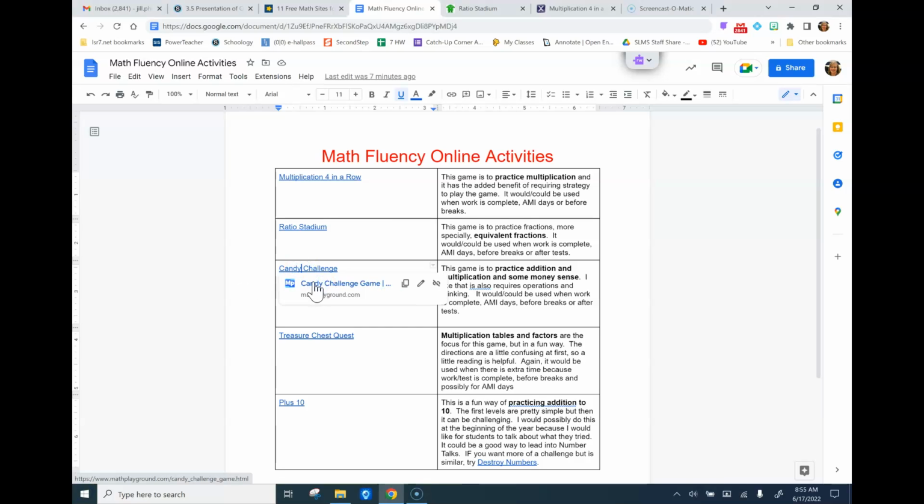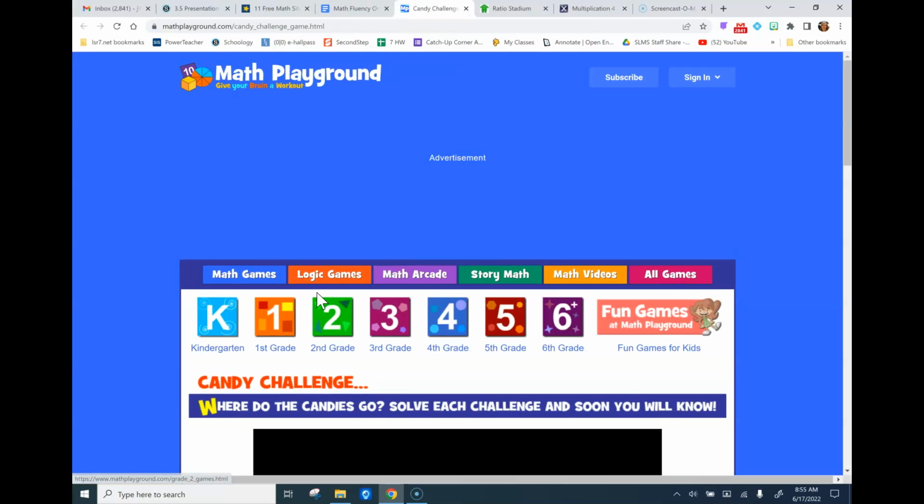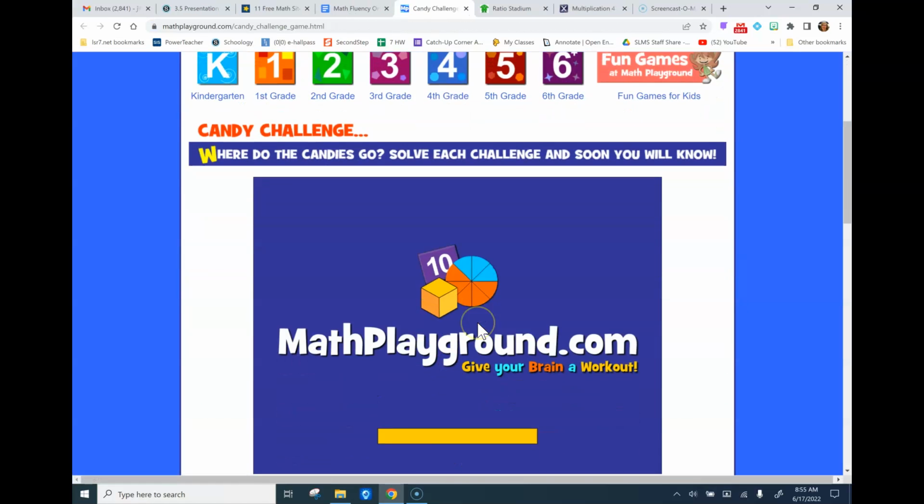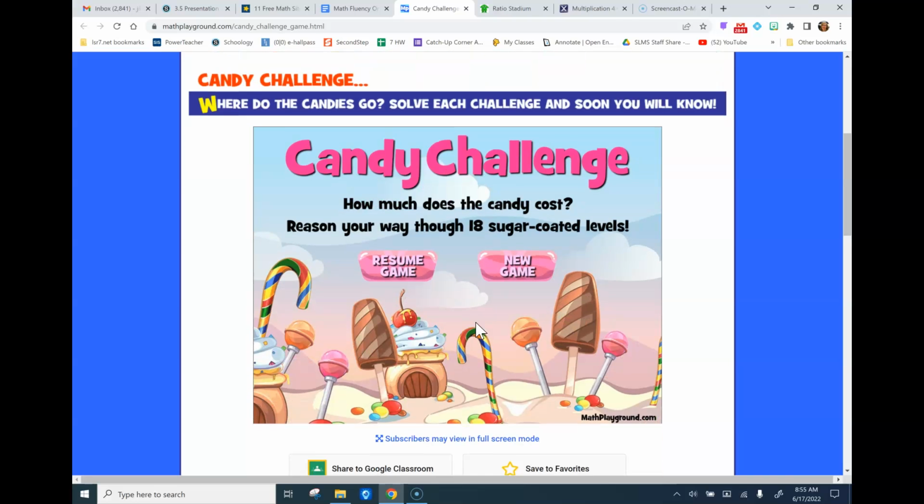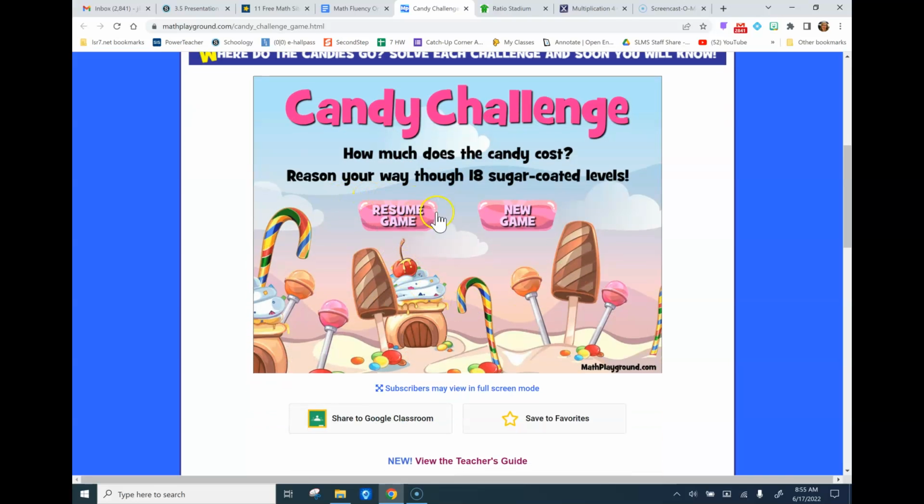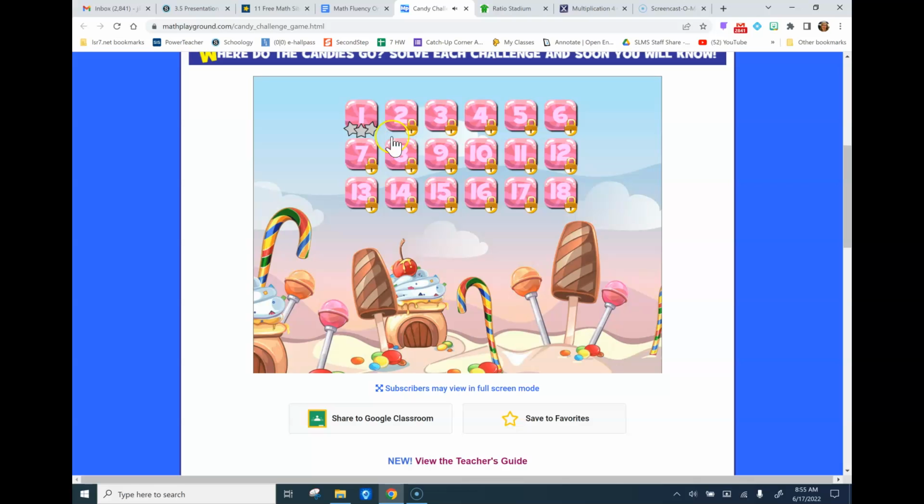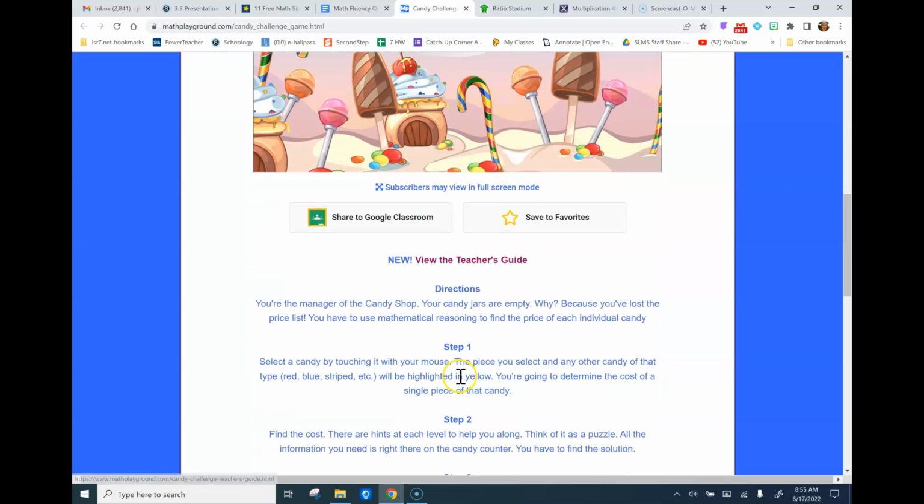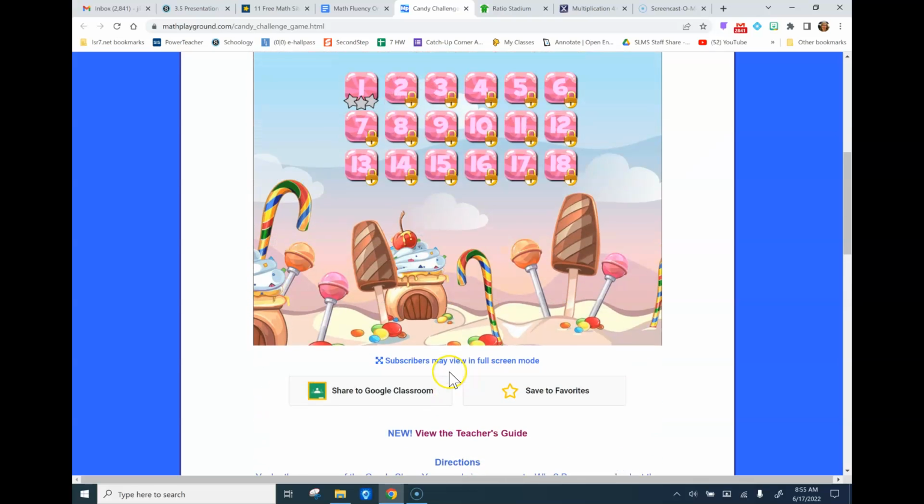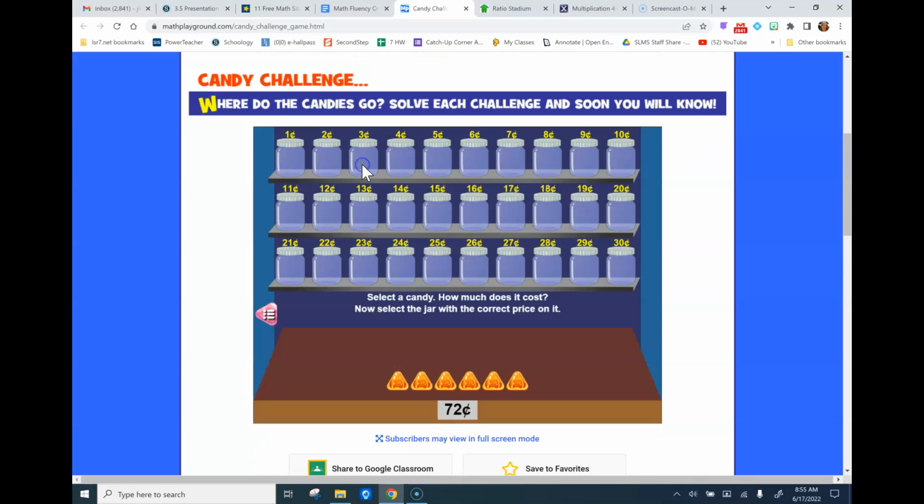And Candy Challenge, you get to use a lot of different skills. This is on Math Playground. And I've obviously been playing it before, so I can resume a game. But this is a new game, and you can only play the first level. You can't play the others unless, of course, you probably have to buy into it or something else. But the first level, believe me, is pretty good.